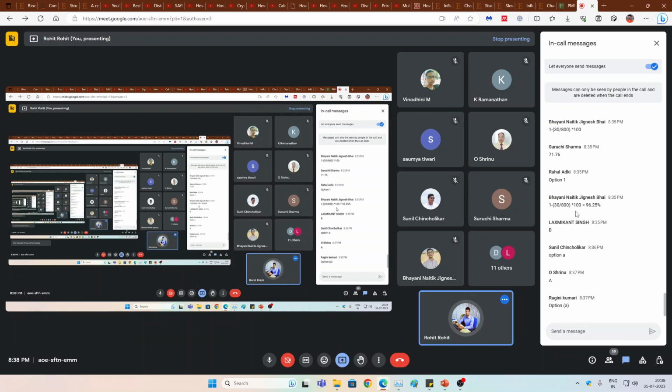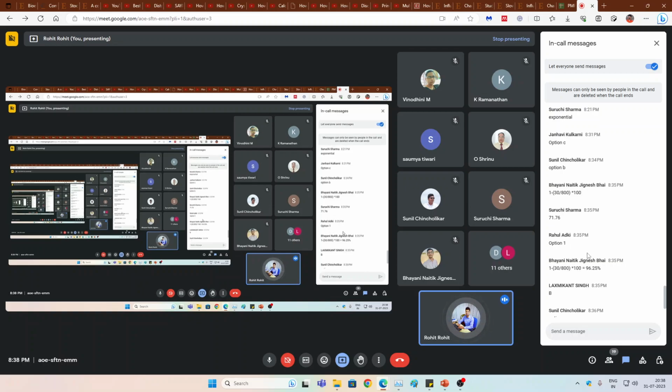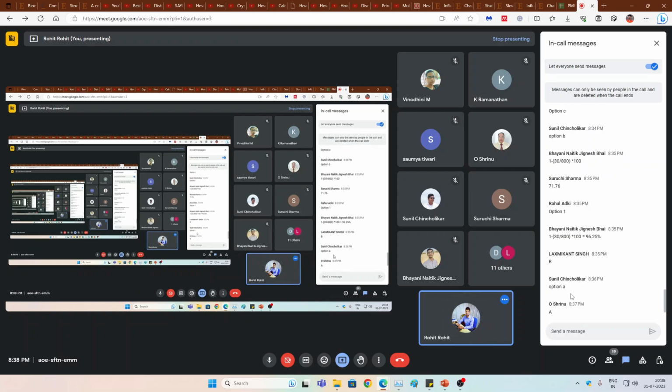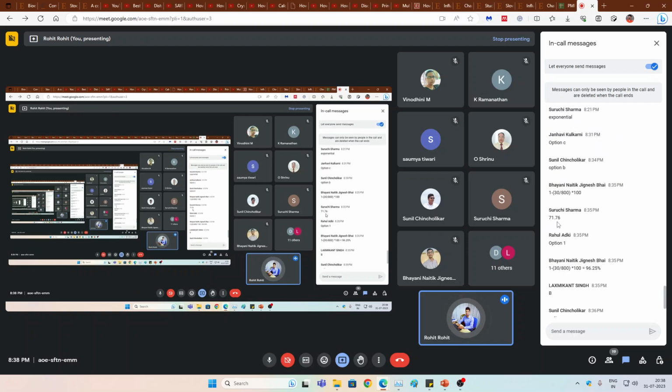Option A, option A. So, okay, Natik has actually said Suruchi 71.76. Rahul has said option 1. Natik 96.25. Lakshmikant has said option B. Sunil has said option A. So Suruchi has said 71.76. Why 71.76? How have you obtained this?